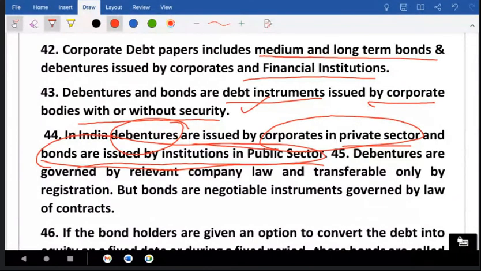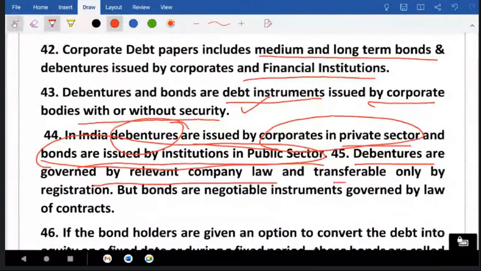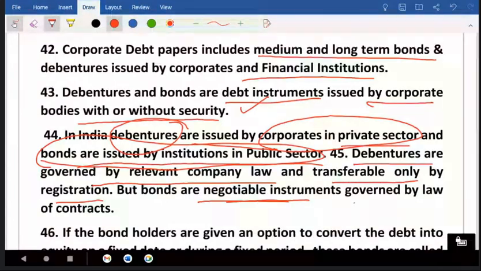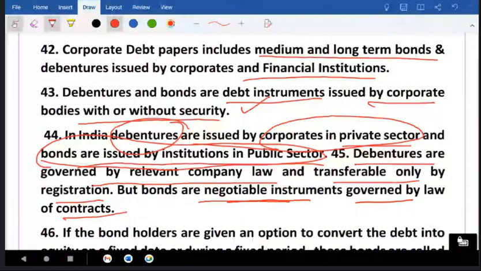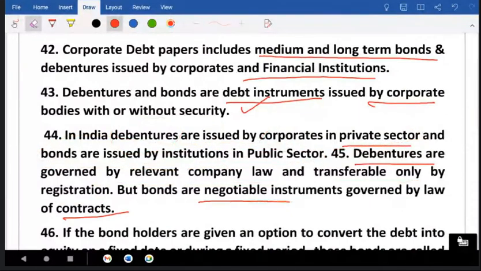The debentures are governed by relevant company law and transferable only by registration. But bonds are negotiable instruments and governed by law of contract. So this point is very, very important. I will rub it and highlight it once again here, with a different ink.